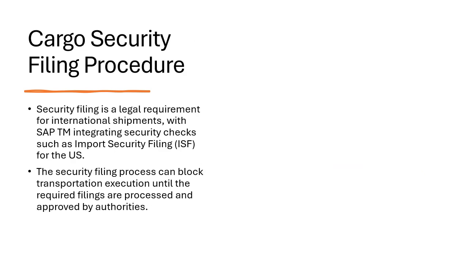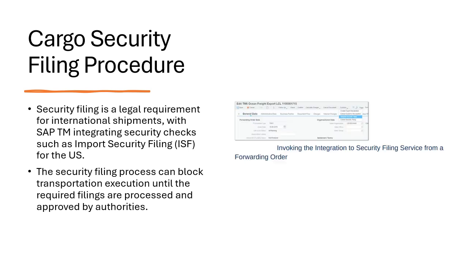Next is the cargo security filing procedure. So this involves submitting detailed information about a shipment to authorities before transportation begins. So this is a legal requirement in many countries, and SAP TM supports this by integrating with systems like the US Import Security Filing, which is the ISF, and Automated Manifest System, which is the AMS. And this image shows how SAP TM triggers the integration with the security filing service directly from a forwarding order. It also shows the process flow for submitting security information to authorities to ensure compliance before goods are transported.